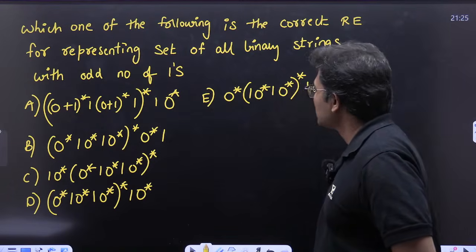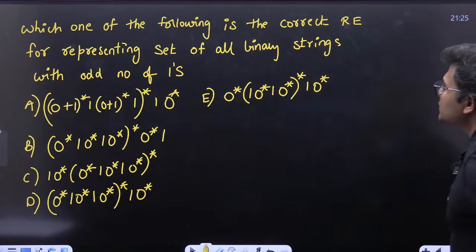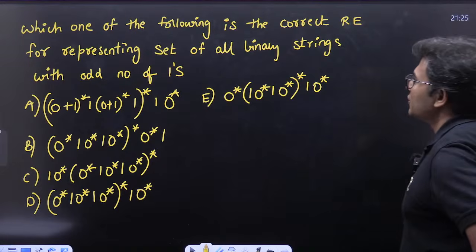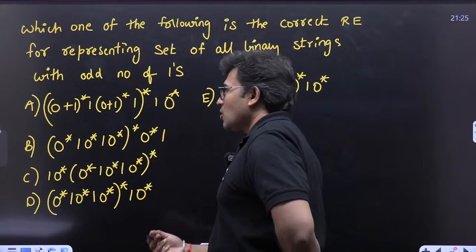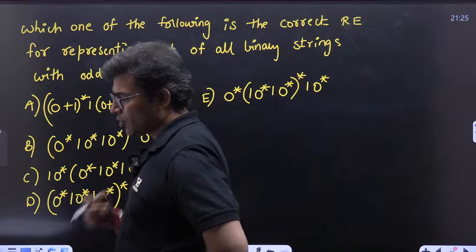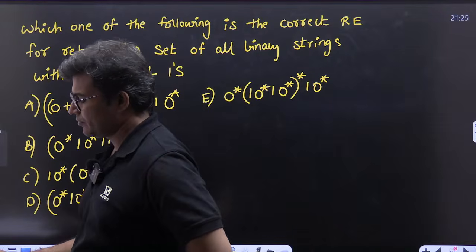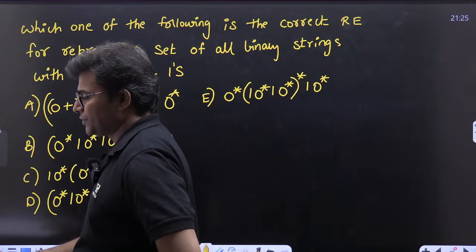Okay. So which one of the following is the correct representation for a set of all binary strings with odd number of ones? Odd number of ones.